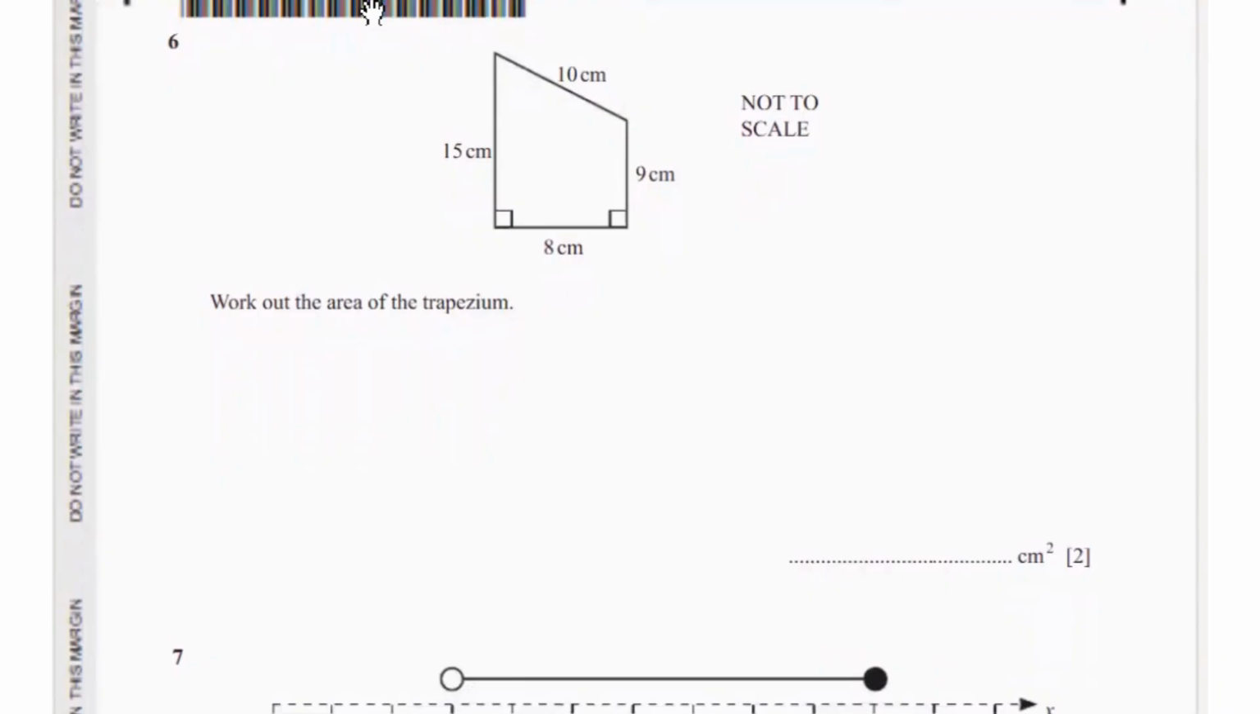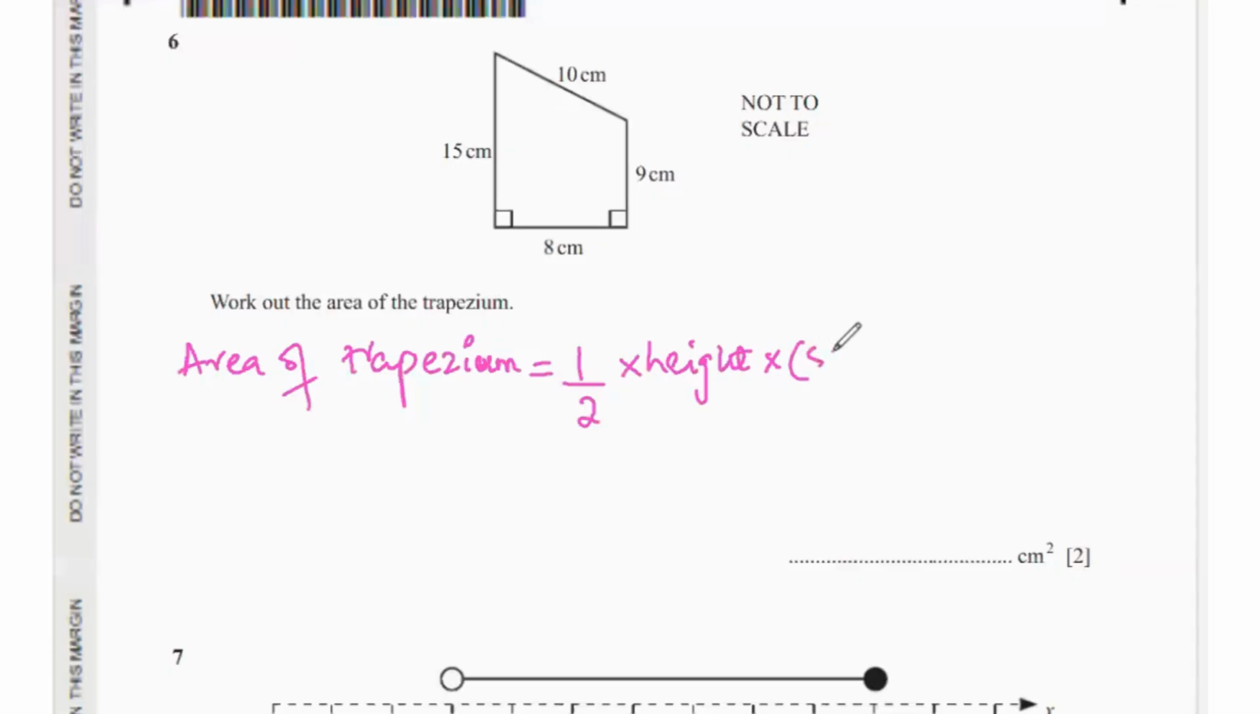Question 6 says, work out the area of the trapezium. So for this, you need to know the formula for the area of a trapezium. Area of trapezium is basically 1/2 times the height times the sum of parallel sides. So your parallel sides are 15 and 9.